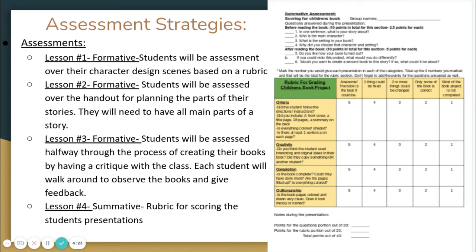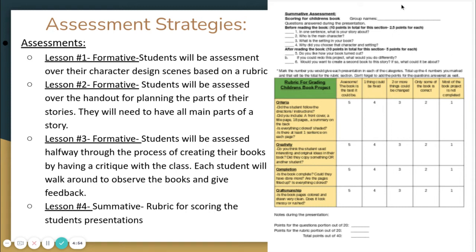You can see in lesson 1, the students would be assessed over their character design. Lesson 2 would be about their handouts, which you'll see in a minute. Lesson 3 would be a critique that we would have as a class halfway through their book so that they could get feedback and fix whatever they need to. And then lesson 4 would be the final assessment, which would be the summative assessment, and it would be graded through a rubric when the students presented their books to the class.